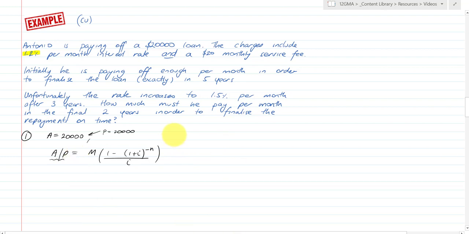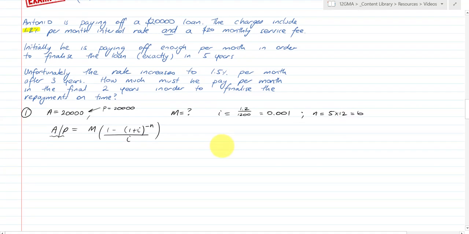So I'm calling A 20,000. M we're trying to find. I is equal to that amazing 1.2%, but it's monthly, so over 1,200, which actually equals 0.001, so that's nice, and that's exact. And N is equal to 5 years, 5 times 12, which equals 60. And so what I'm going to get is $20,000 is equal to M times all this stuff. And if I put all this stuff in, 1 minus 1.001 to the power of negative 60, over 0.001.